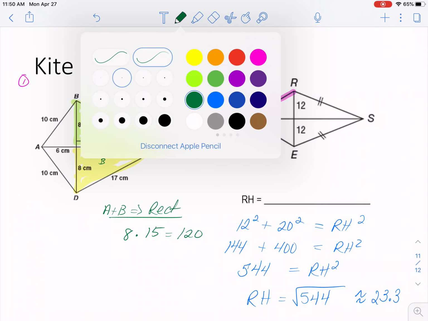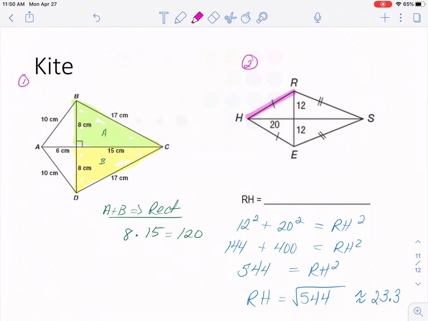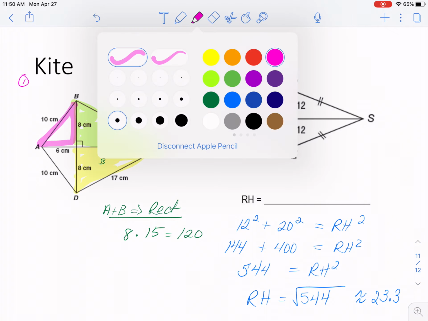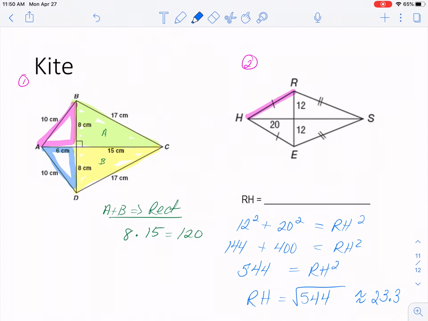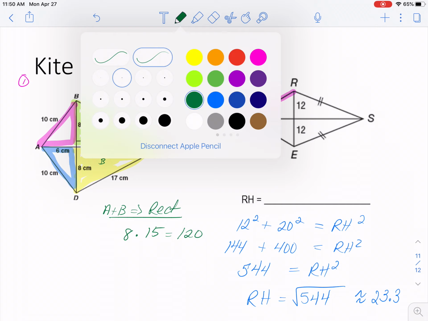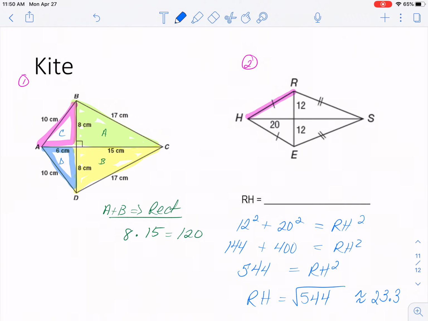Okay? The cool thing is we can do the same thing on the other one. We could say this triangle is the same as this triangle. Put them together and we have a rectangle. Let's call it C and D. If I add C plus D, I also have a rectangle, right? So that's going to be 6 times 8, and 6 times 8 is 48. Therefore, the area total is just going to be 48 plus 120, or 168.